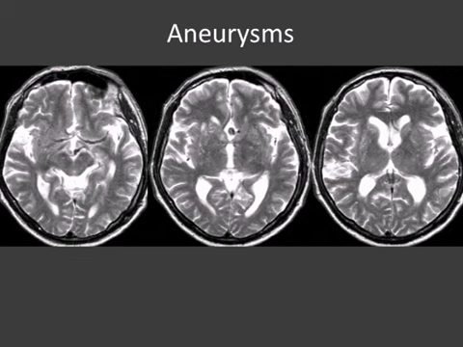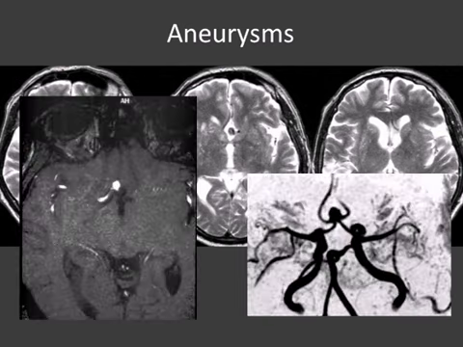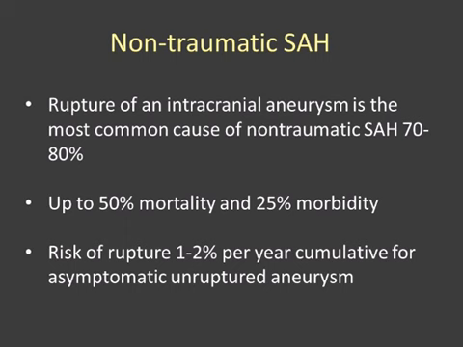So even starting on a basic T2 sequence, you would start looking for aneurysm, then you do, of course, MR angiography, and then you prove, or you find one, or you don't. Rupture of an intracranial aneurysm is the most common cause, of course, of non-traumatic subarachnoid hemorrhage. Mortality or morbidity is still very high, and the risk of rupture of an unruptured aneurysm is 1 to 2% per year.